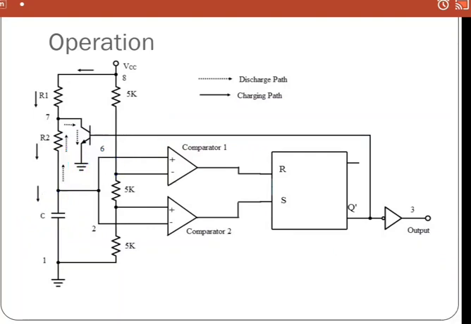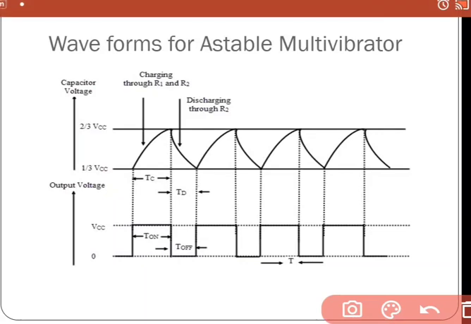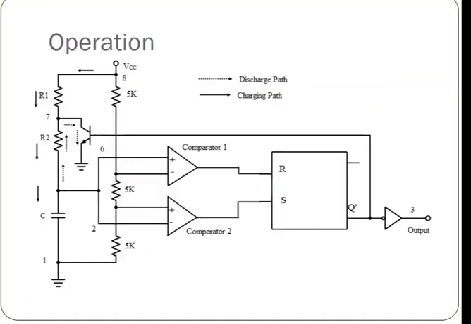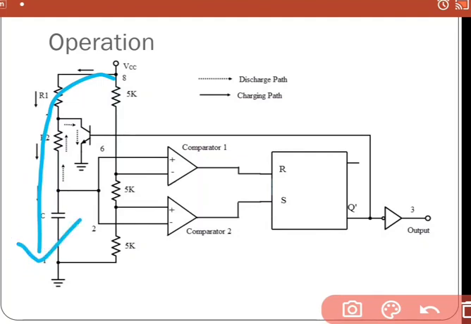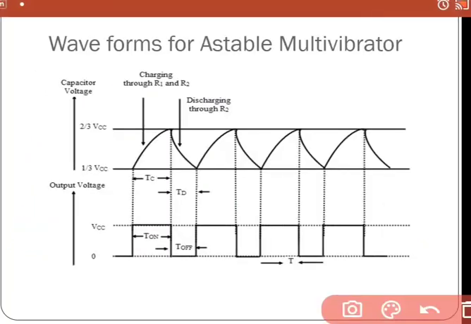Now what is happening? Let us check the output waveform. From 1/3 VCC, the capacitor is charging. That means it is charging through this path, through R1 plus R2, these two resistances, and it is reaching up to 2/3 VCC.